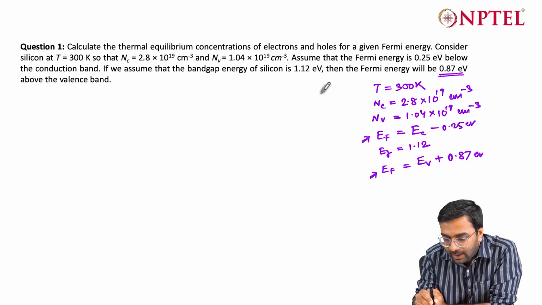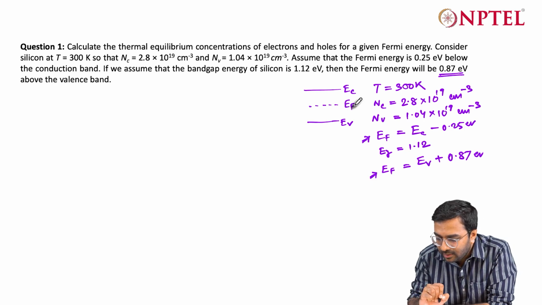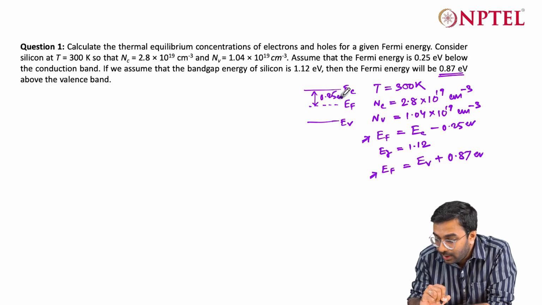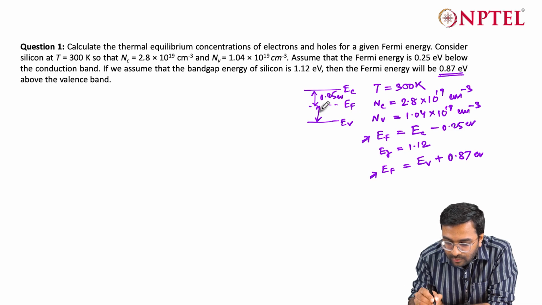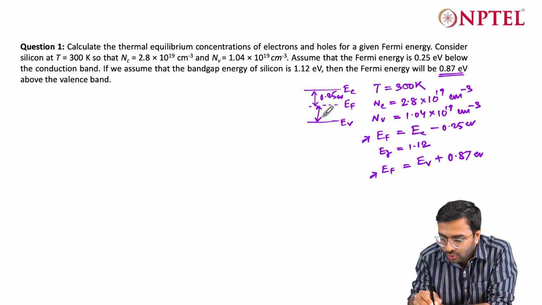And if you draw the band diagram, say this is your EV, this is your EC, and this is where your EF is, you can understand that your Fermi level is 0.25 electron volt below the EC, which is this 0.25 eV, and 0.87 electron volt above EV. So, this is 0.87 electron volt.